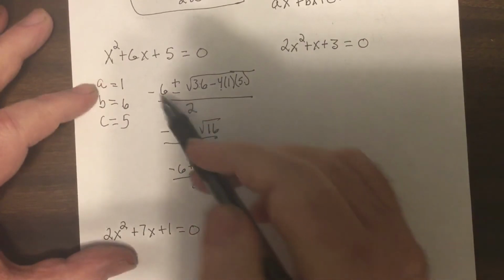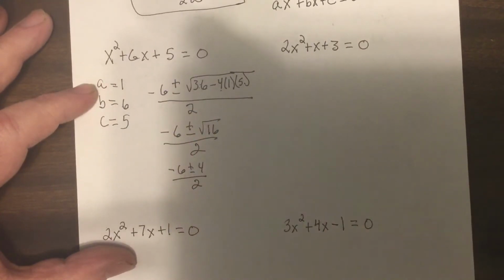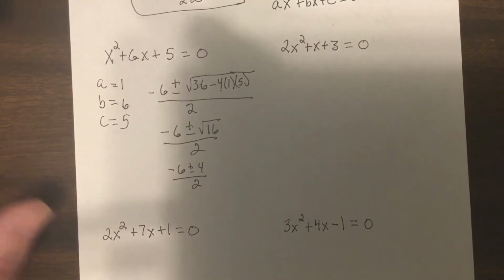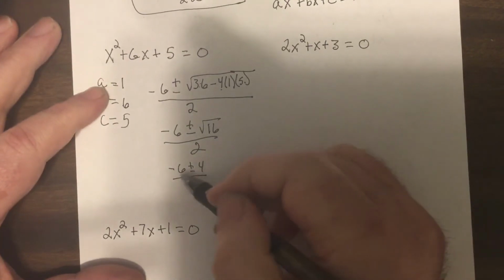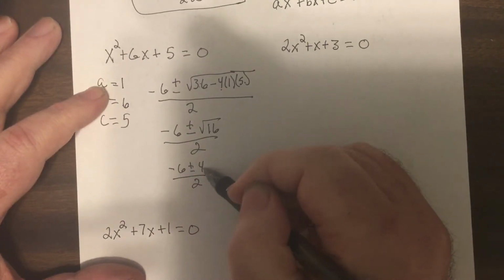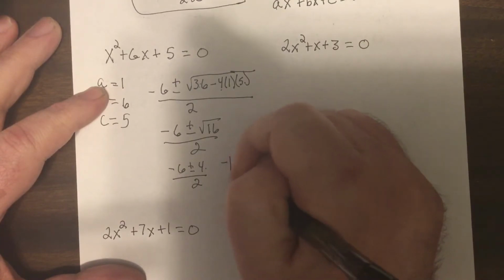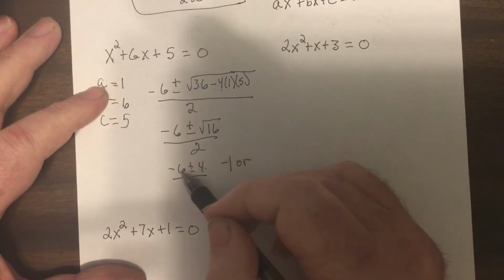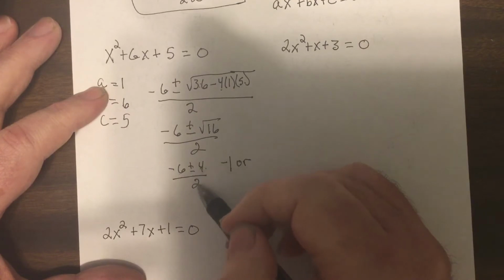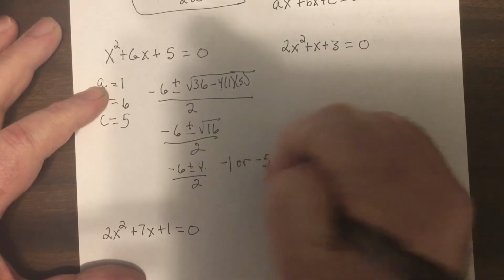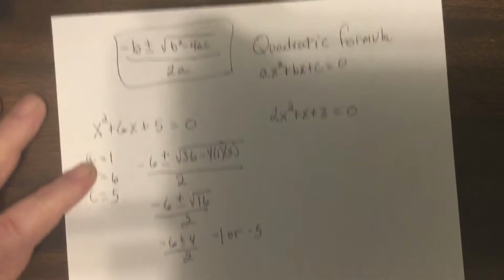That means the original polynomial was factorable, which didn't matter because it said so by the quadratic formula. But negative 6 plus 4 is negative 2, divided by 2 is negative 1. Or negative 6 minus 4 is negative 10, divided by 2 is negative 5. So here we go again.